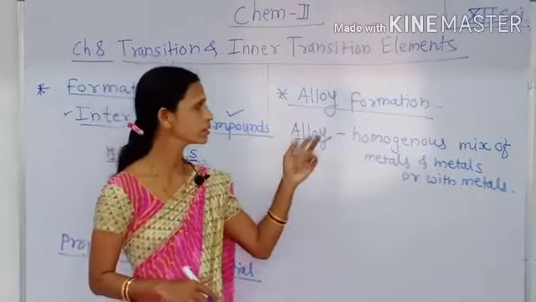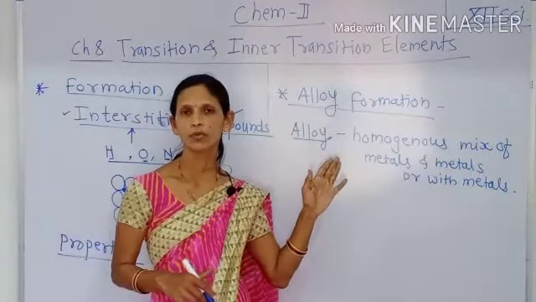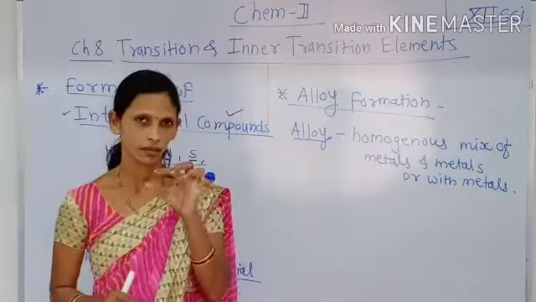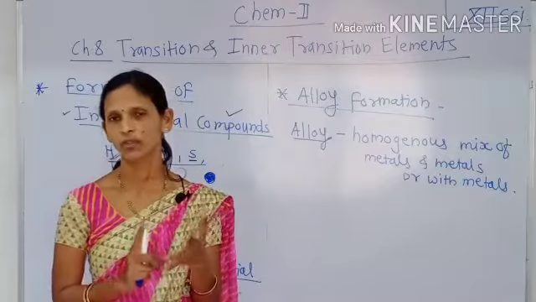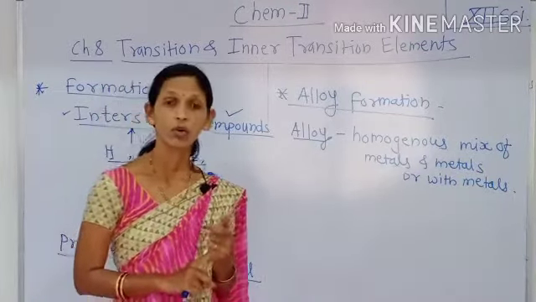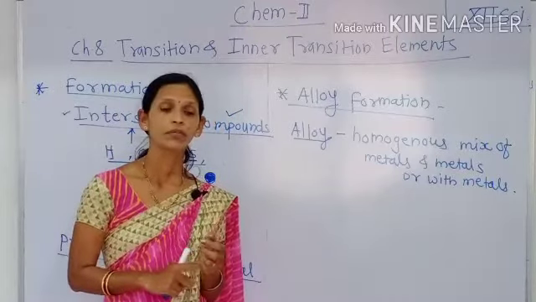Then we will discuss the alloy formation property of the transition elements here. The transition elements consist of iron, nickel, cobalt, gold, silver, platinum, etc.